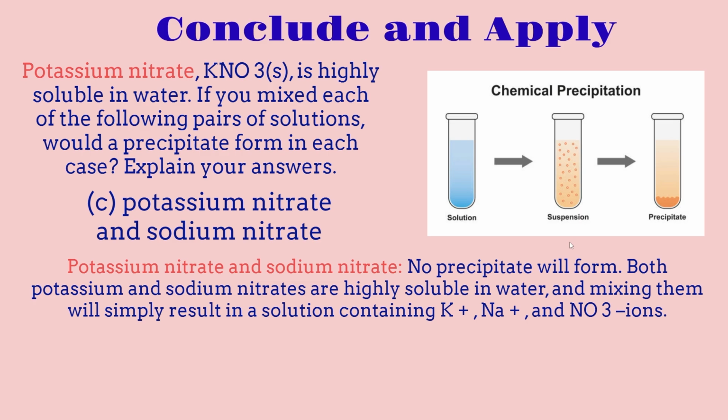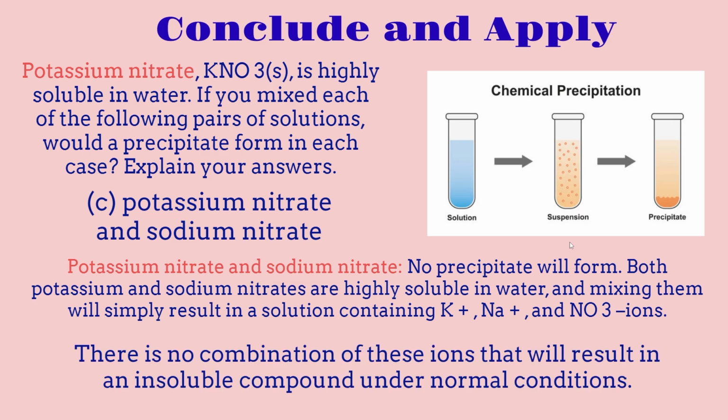and this is because both potassium nitrate and sodium nitrate are highly soluble in water. And once you mix both of them, they're going to simply result in a solution containing K+, Na+, and NO3- ions. So in this case, there's going to be no precipitate again. So as a result, there is no combination of these ions that's going to result in an insoluble compound under normal conditions.